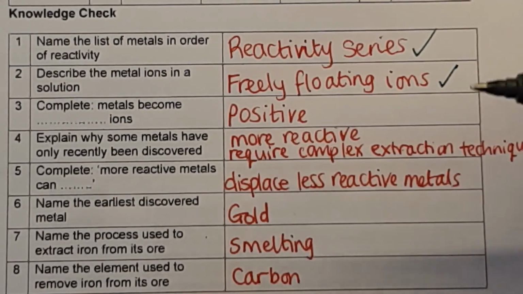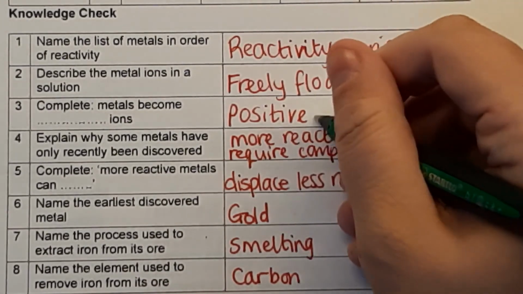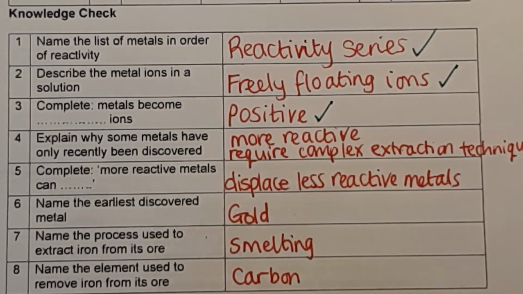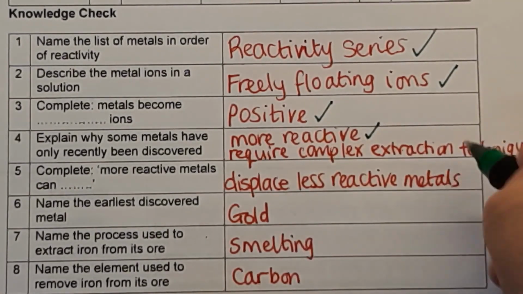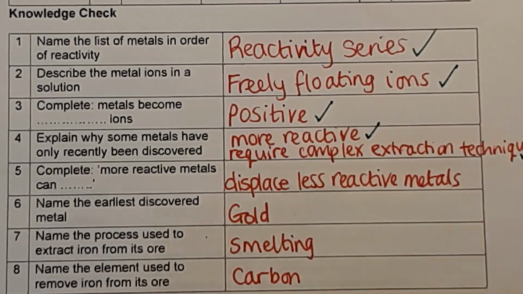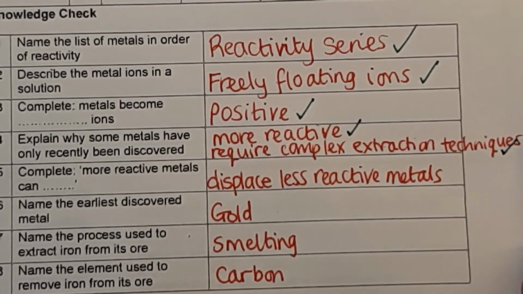Question 3, metals become positive ions. Question 4, explain why some metals have only just been discovered. So, they're more reactive is an acceptable answer, or they require complex extraction techniques is another answer. Okay, so either of those will give you the mark, but you only have one mark.